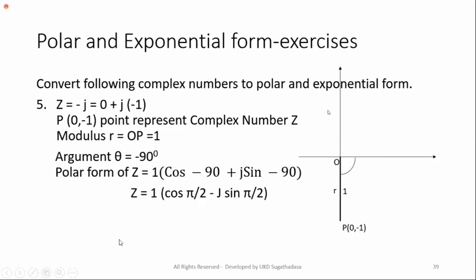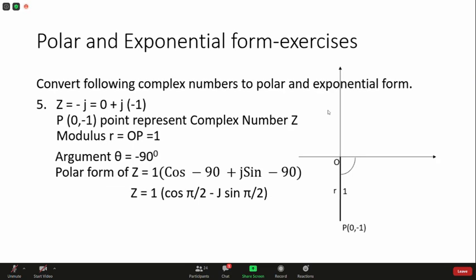So remember here, cos of minus theta is cos theta. First semester trigonometry, right? Cos minus theta is cos theta. Sin minus theta is minus sin theta. Therefore, the only change here is minus: cos pi by 2 minus j sin pi by 2. So the exponential form is 1 e^(-jπ/2). That is the exponential form.